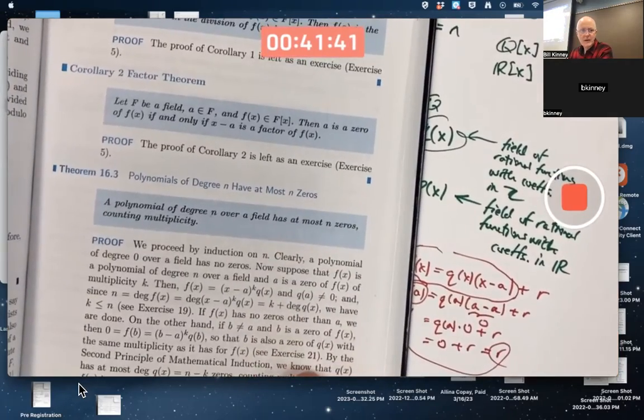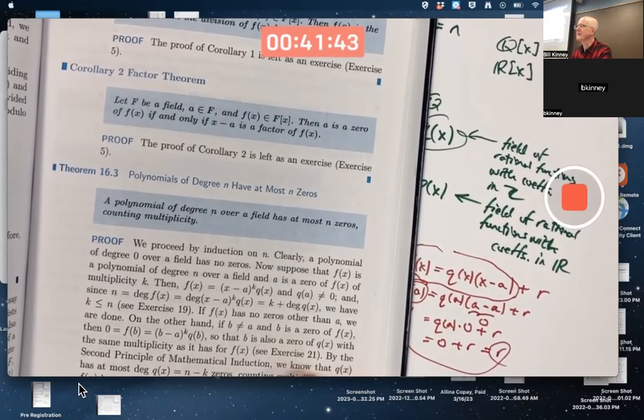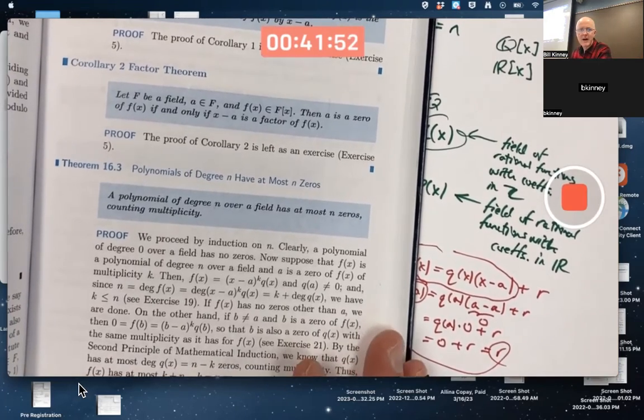Theorem 16.3, kind of similar to the fundamental theorem of algebra, not exactly the same. In fact, it is different. In fact, it's much easier to prove. The claim is a polynomial of degree n over a field has at most n zeros, counting multiplicity.